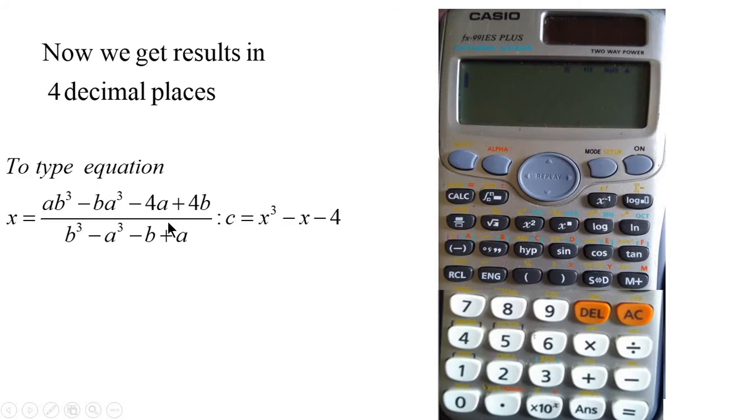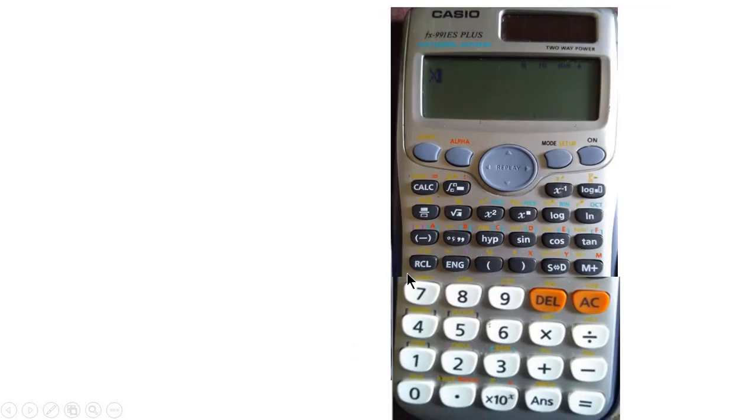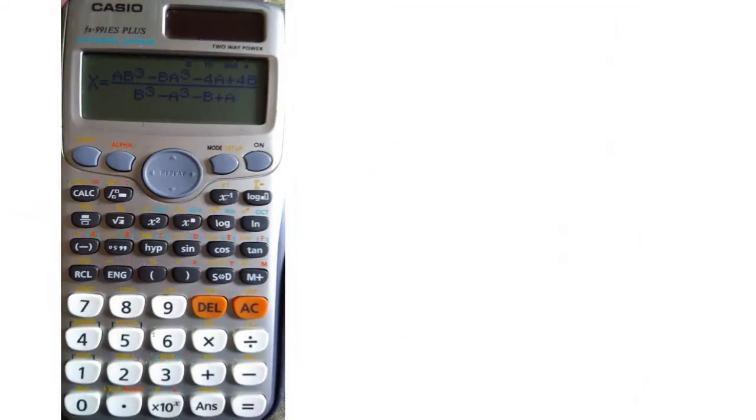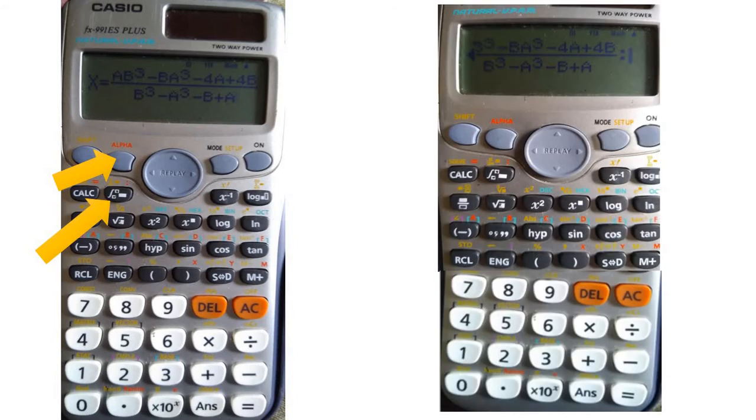Now to type this equation, we need alphabets. So I am going to type x equal to. So alpha bracket which will give you x. Now to type equal to, press alpha calc. It will give you x equal to. Now to type the formula, press fraction. Now in this fraction you have to type the equation. After typing the equation we need a colon. So press alpha integral sign.